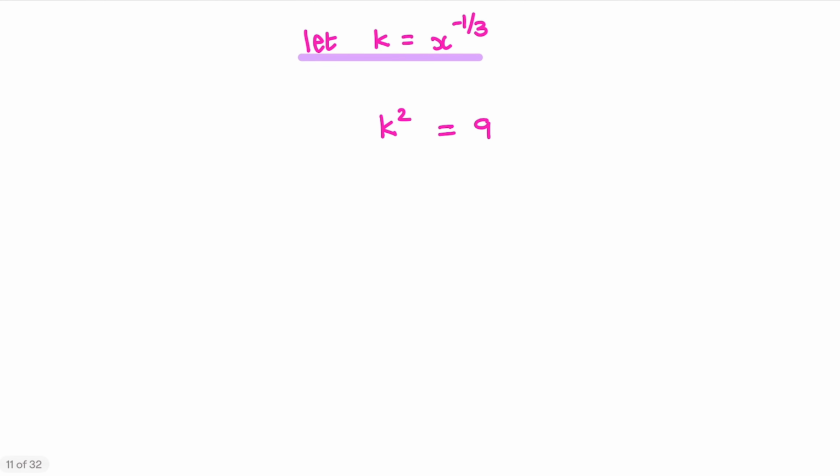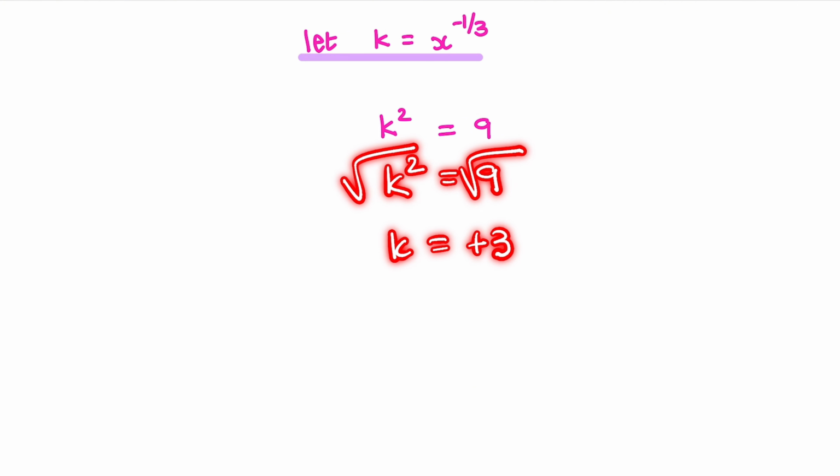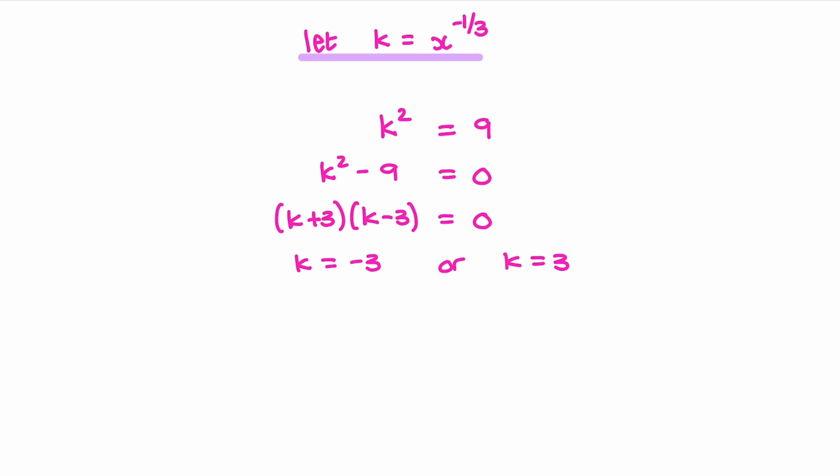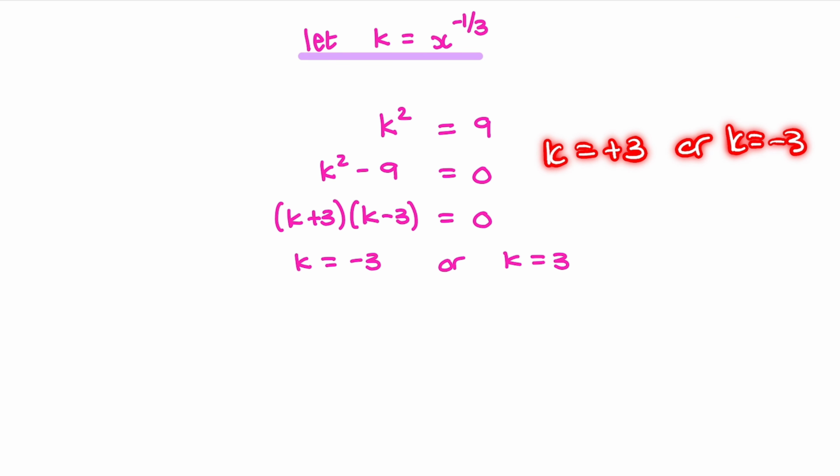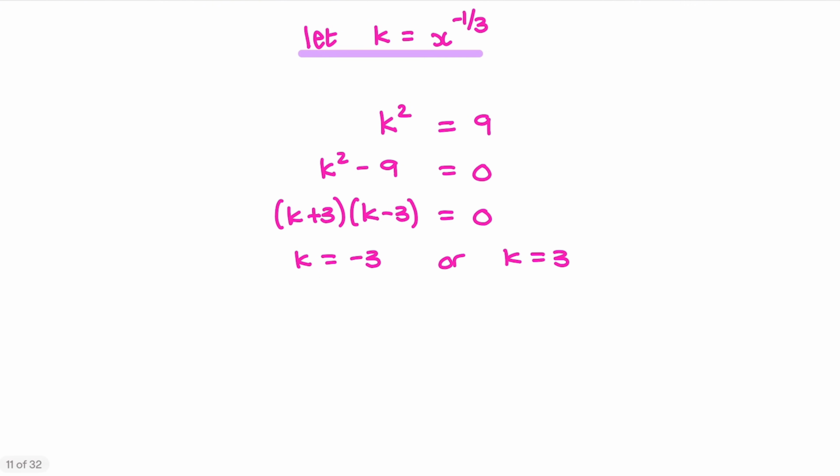Now, a common mistake that students make is they say k squared is 9, so they take the square root on both sides, and therefore k is equal to plus 3. But this is a mistake, because if you solve for k in this equation, k is actually plus 3 or k is equal to negative 3. And how we get that is, if we move the 9 to the left-hand side, it becomes k squared minus 9 equal to 0. This is called standard form.